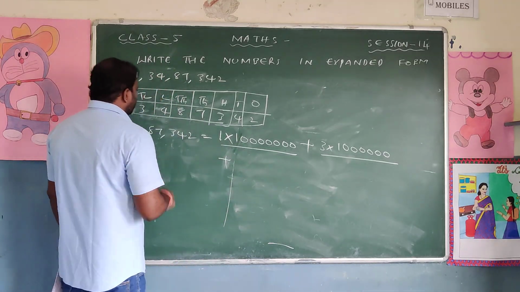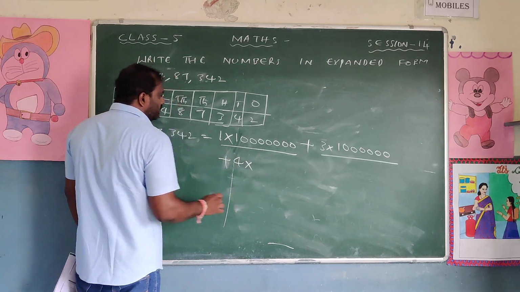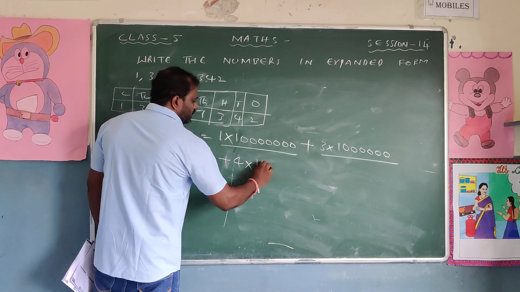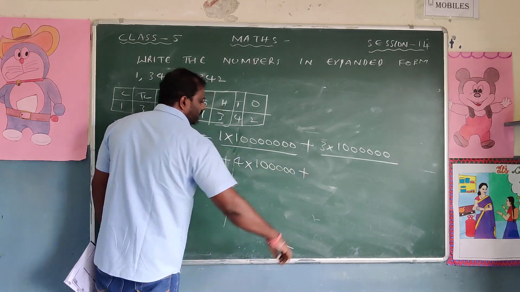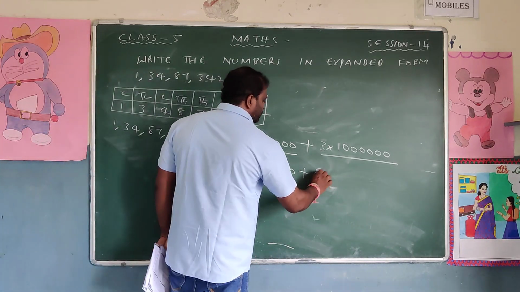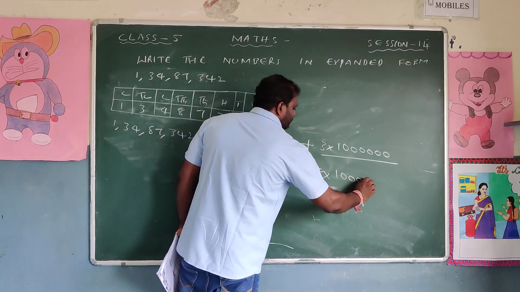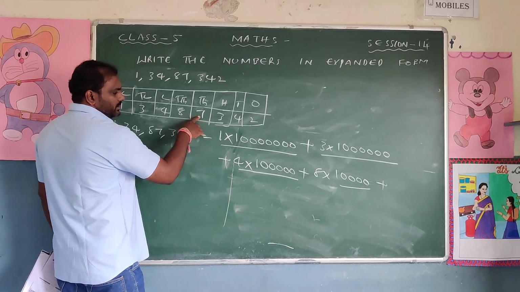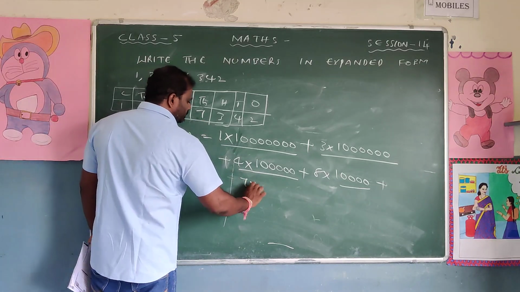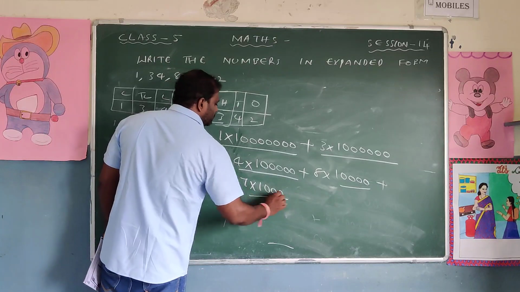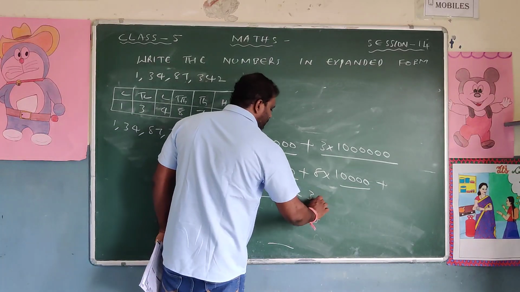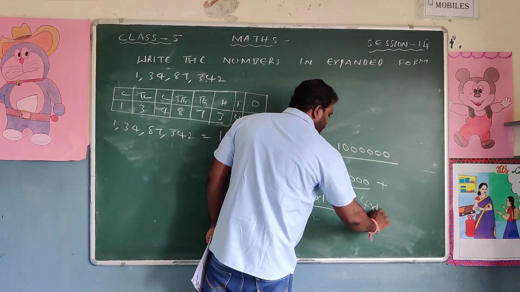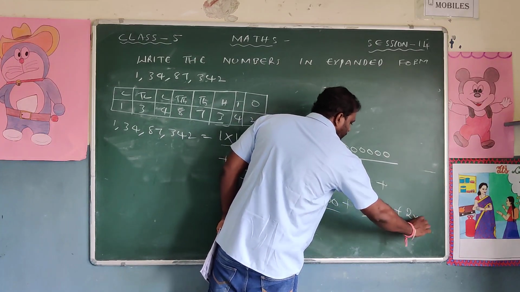Plus 4 into 1 lakh, how many zeros will it have? 1, 2, 3, 4, 5. So 1 lakh has 5 zeros. Plus 8 into 10,000. 10,000 means it will have 4 zeros. Next, 7 into 1000, plus 3 into 100, plus 4 into 10, plus 2 into 1.